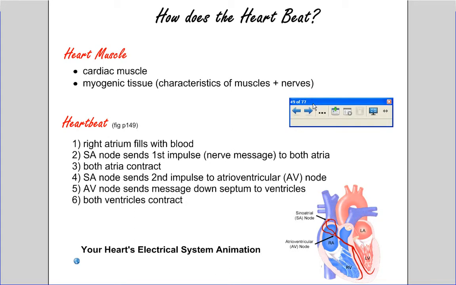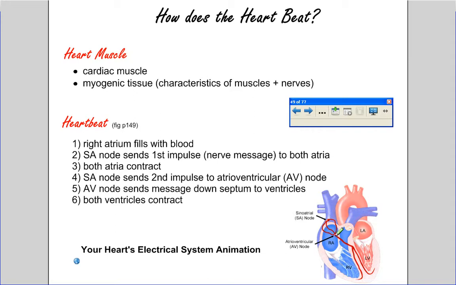Okay, so basically, when the heart beats, the right atrium fills with blood. Okay, we have a node up here on the right atrium, which is nicknamed your pacemaker. It's called the sinoatrial node. And when the right atrium fills, it is going to send a message to both of your atria. Okay, and both atria will then contract. It sends a second message down here to the second node, the atrioventricular node, which is found between the atrium and the ventricle.